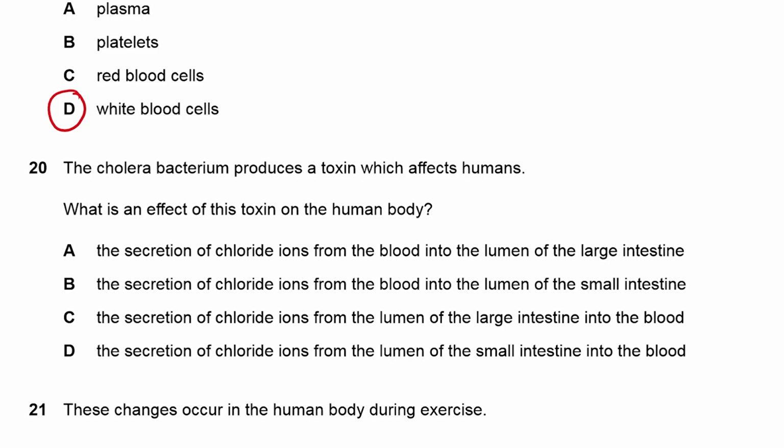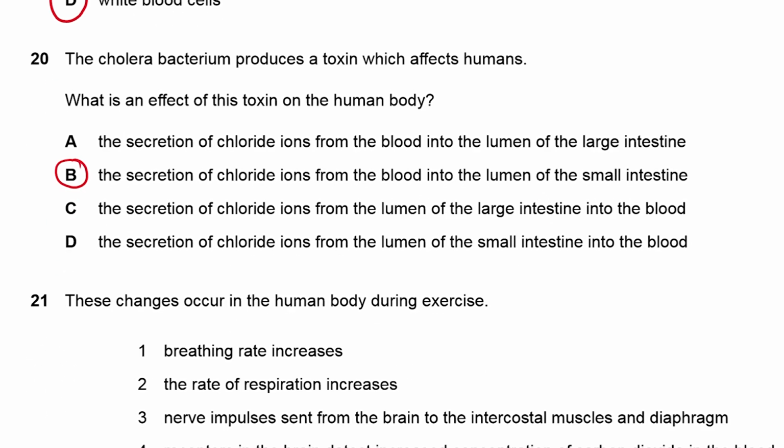So this toxin usually results in the secretion of chloride ions into the lumen of the small intestine. Now, the concentration of chloride ions in the lumen of the small intestine results in what? A decrease in water potential in the small intestine. A decrease in water potential results in water moving from neighboring cells into the intestine, eventually leading to production of watery feces. So the secretion of chloride ions from the blood into the lumen of the small intestine. Yes, so that would be B.